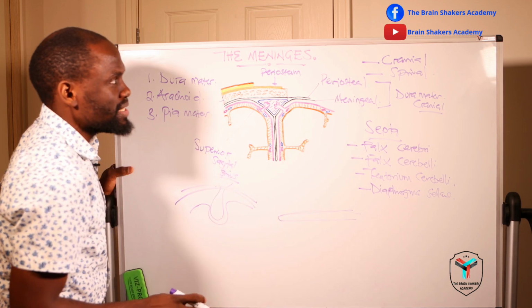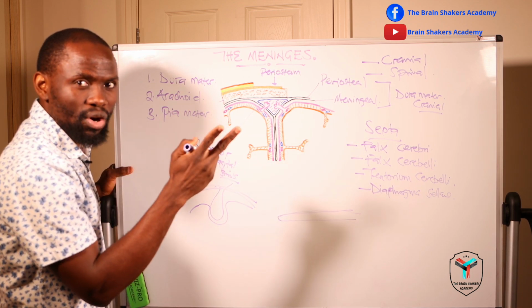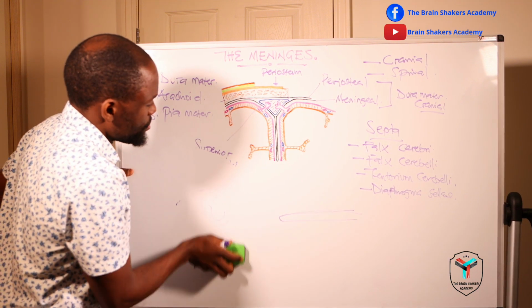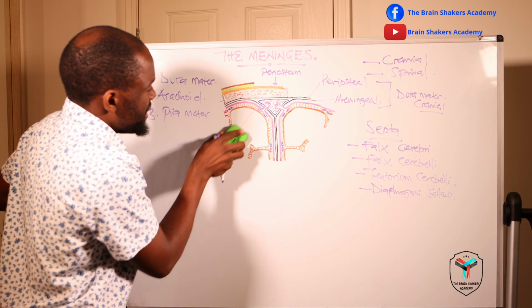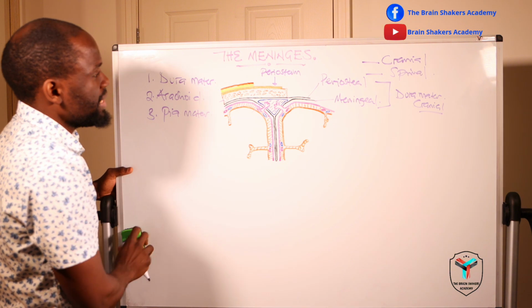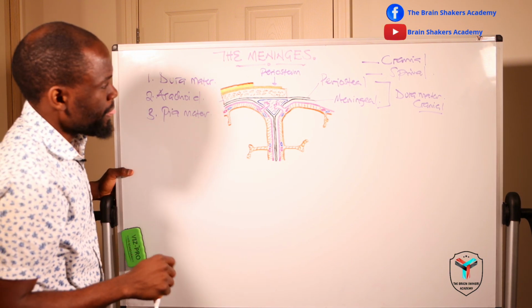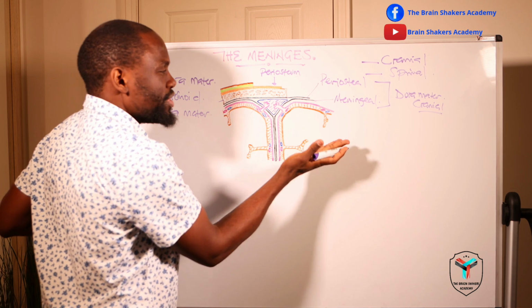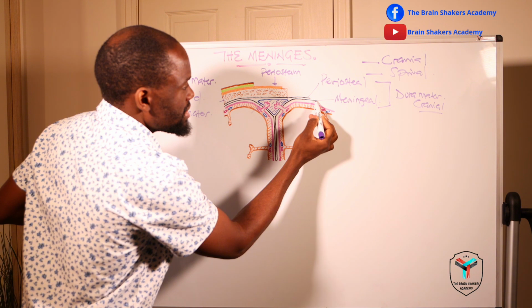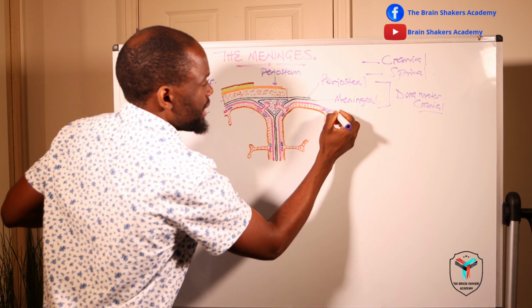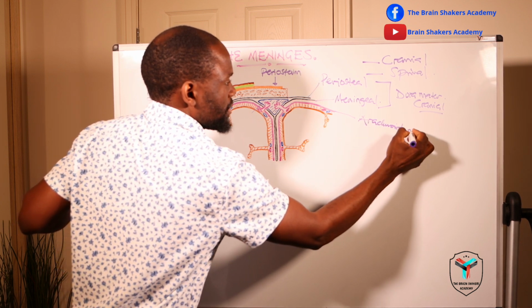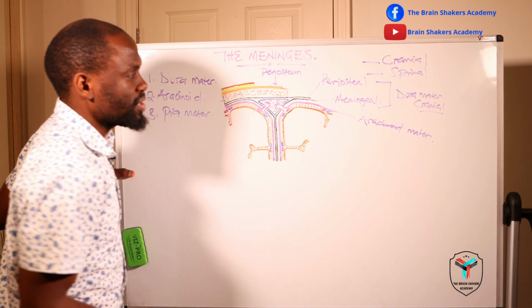So that is your dura mater for the cranium, meaning the cranial dura mater has two layers: the periosteal and the meningeal layer. Then you have the arachnoid mater. The arachnoid mater lies just beneath the dura mater. We did make mention that this is the dura mater, so this layer here is what we are going to call the arachnoid mater.